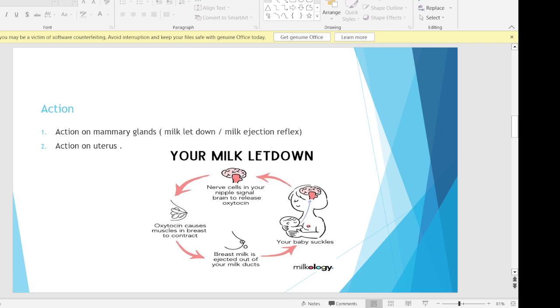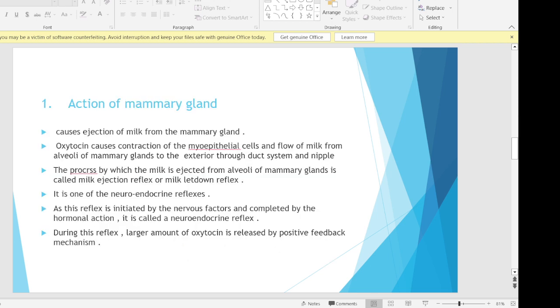Action. Oxytocin acts mainly on the mammary gland, causing milk let down or the milk ejection reflex, and second on the uterus. Action on the mammary gland causes ejection of milk from the mammary gland. Oxytocin causes contraction of the myoepithelial cells and flow of milk from the alveoli of the mammary gland to the exterior through the duct system and nipple.